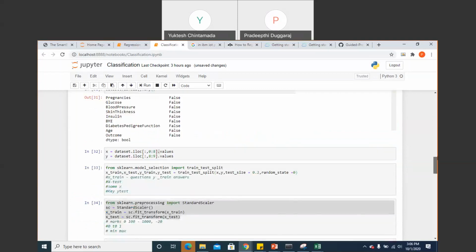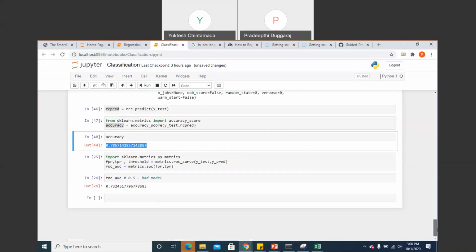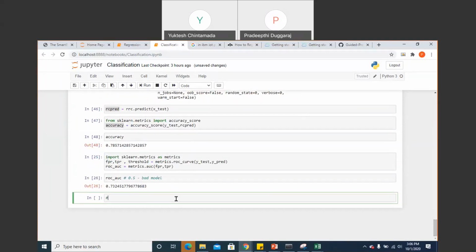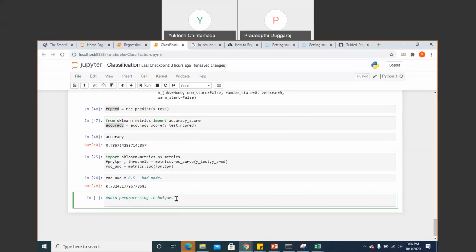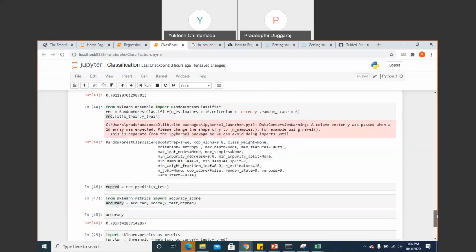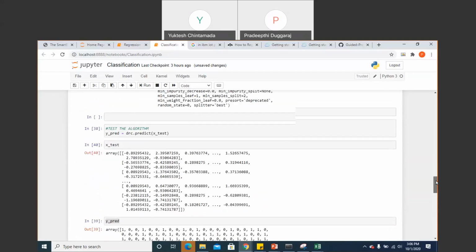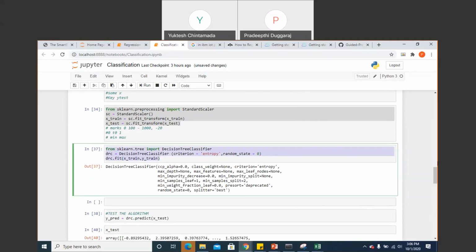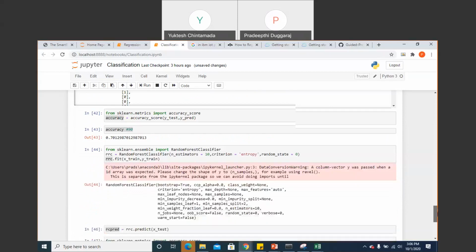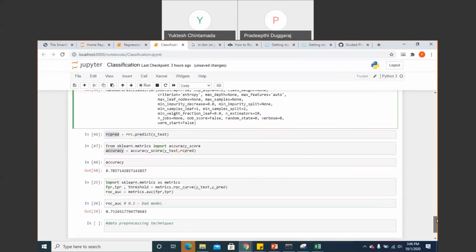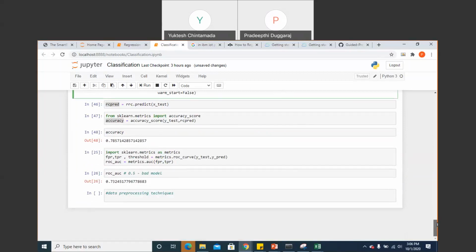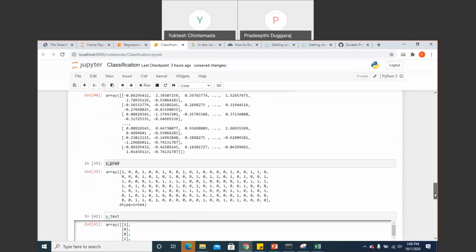So this is how you build a model for decision tree and random forest classification. In machine learning, you have to mostly concentrate on data pre-processing techniques, because for building a model the code will not be more than 2 to 3 lines. For decision tree it is just 3 lines, and for random forest also just 3 lines of code. So the whole thing is purely based on the data pre-processing techniques.